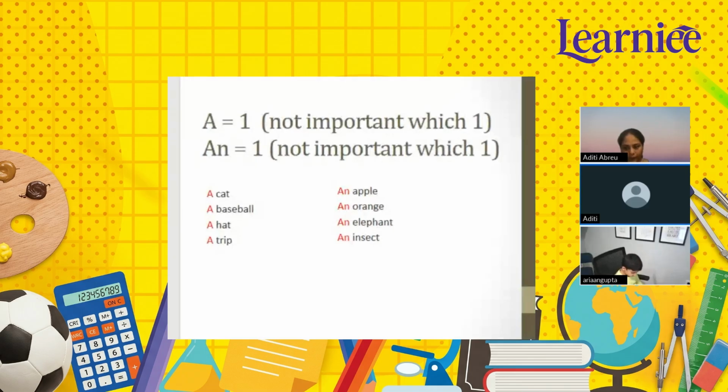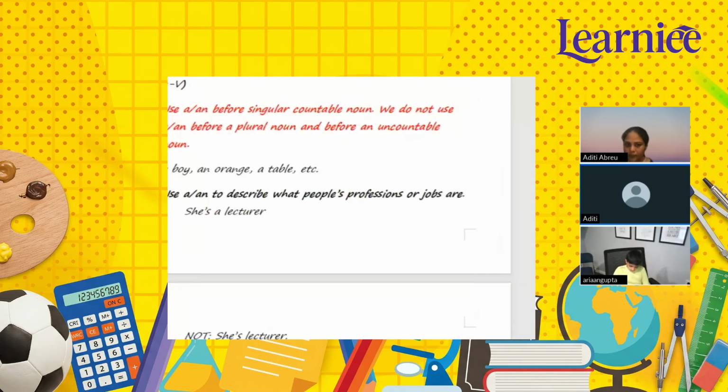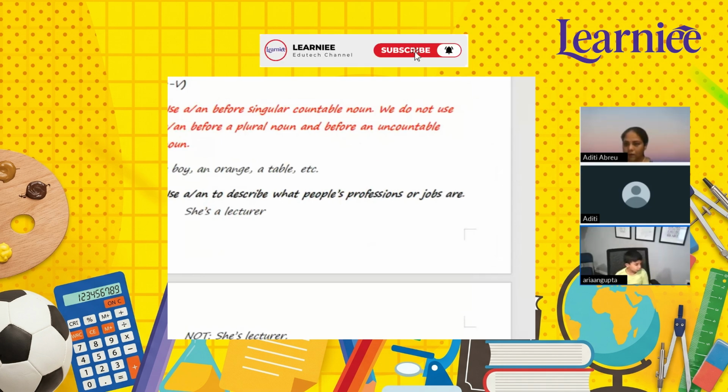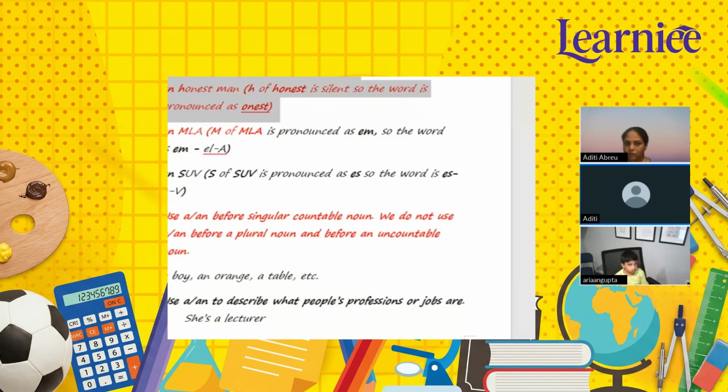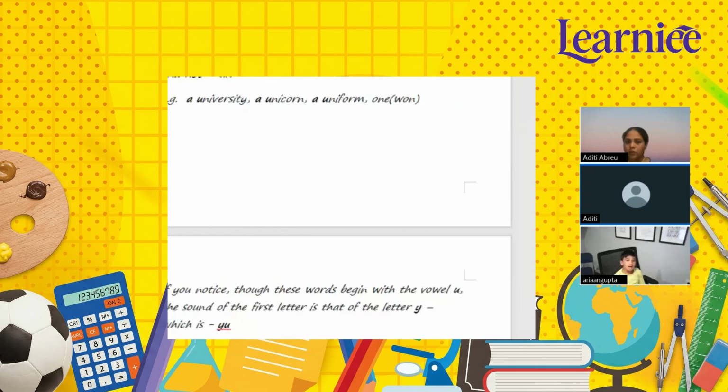So tell me which are the five vowels? What five vowels do we have? A, E, I, O, U. Correct.